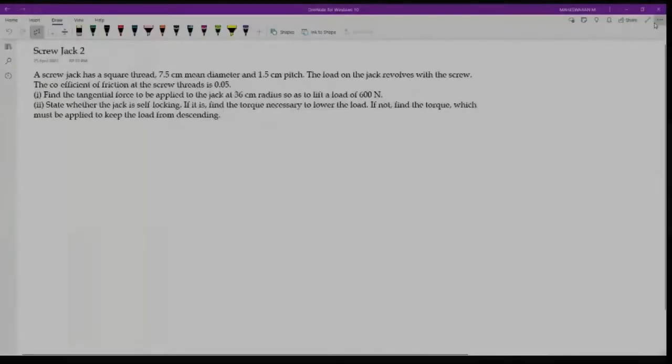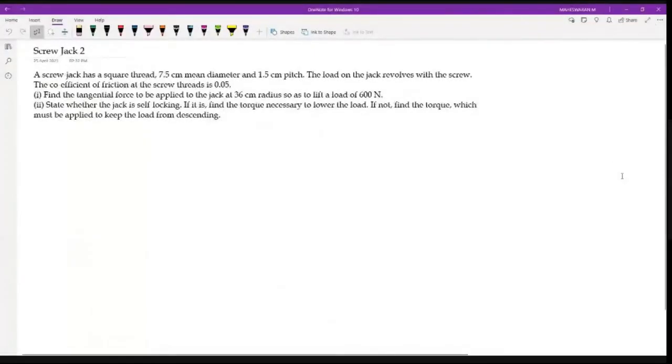A simple one. You have a screw jack which has a square thread. The mean diameter is given as 7.5 centimeter. The pitch is also given, and the load on the square thread screw is also given. The coefficient of friction is 0.05. They are asking what is the tangential force to be applied to the jack at 36 centimeter radius to lift a load of 600 Newton. That is my first question.